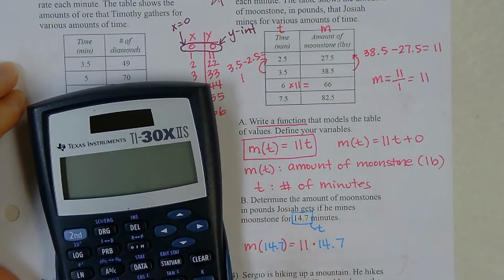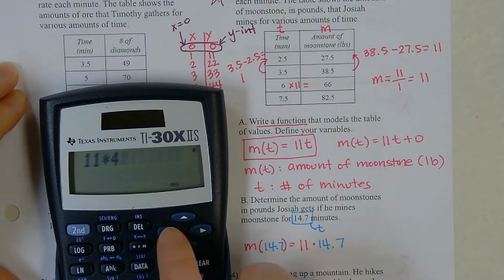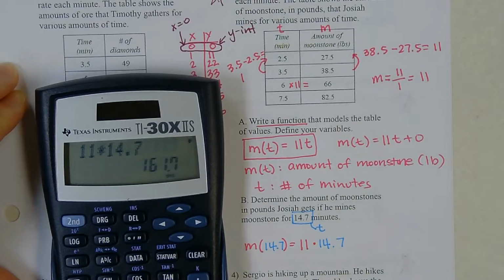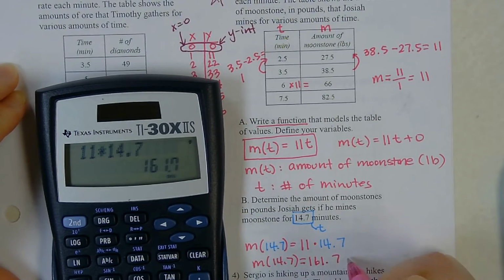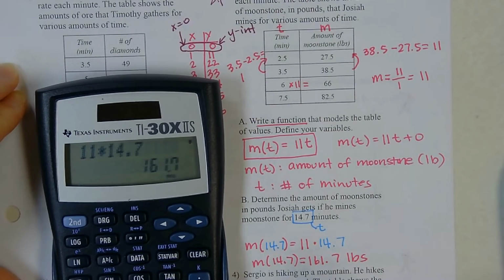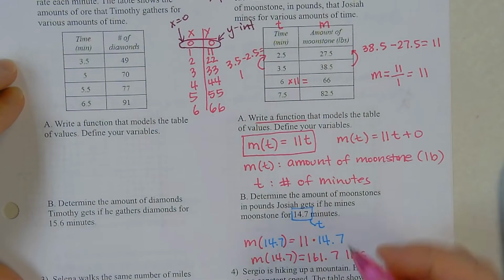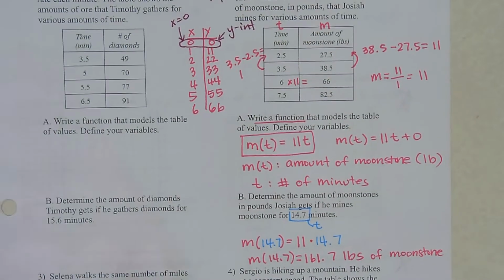So we're going to get our calculator, and we're going to multiply 11 times, just kidding, 14.7. And you get 161.7. So m of 14.7 is equal to 161.7. I'm just going to write in here pounds. So you harvest 161.7 pounds of moonstone. If you want to be a little more specific, we say of moonstone. All right, so there's how that goes.